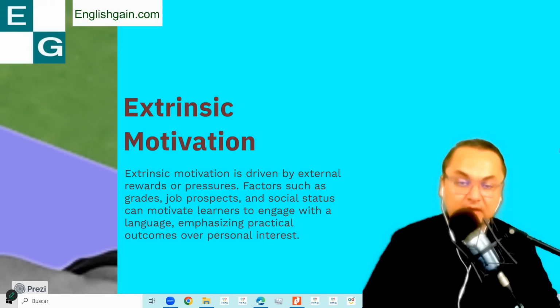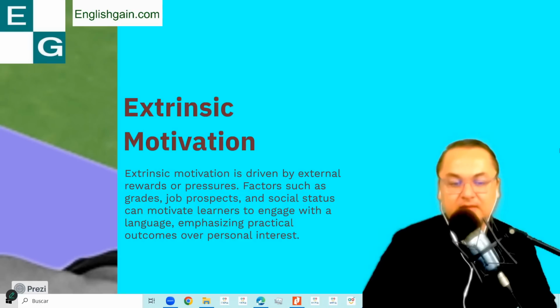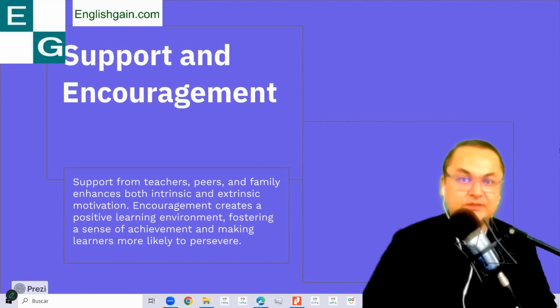And this is important. Some students will be in your classes because they have to, because they're being pressured. They will tell you, teacher, if I don't pass this test, I will not have my raise. My salary will be the same, and my boss is pressuring me to pass the exam. So those are extrinsic motivation factors that also influence the presence of students in your classes. So we also have support and encouragement, because teachers and parents can be important factors in motivating students' learning. Support from teachers, peers, and family enhances both intrinsic and extrinsic motivation.